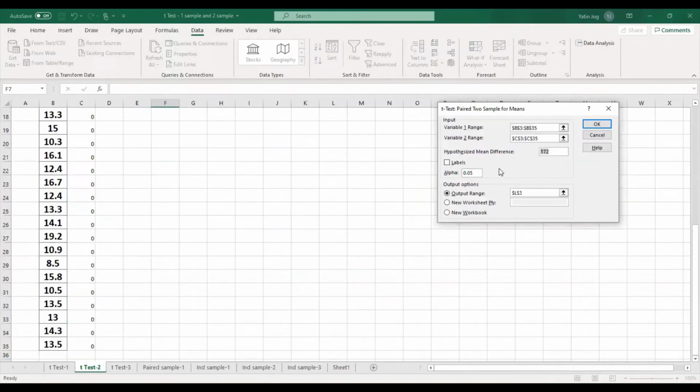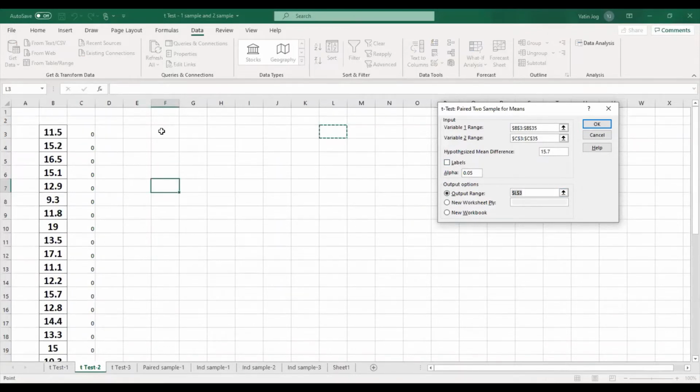Hypothesized mean difference is 15.7, which was for the second problem yesterday. Labels, I don't have labels in my first row, so I'll keep it as it is. And then alpha, I'll keep it as 0.05. Output, suppose I start my output from this location. And then I'll click on OK.